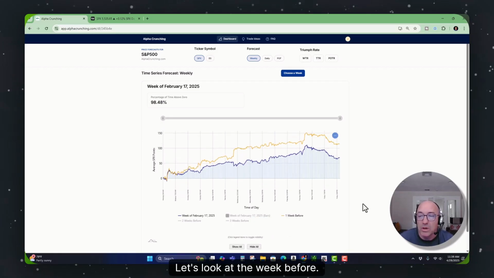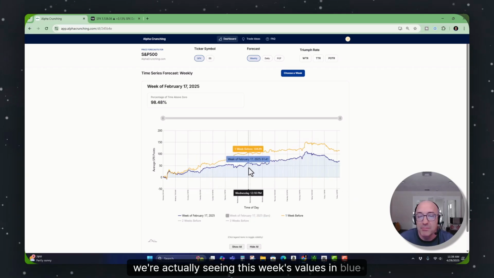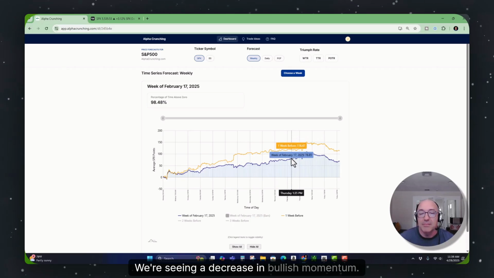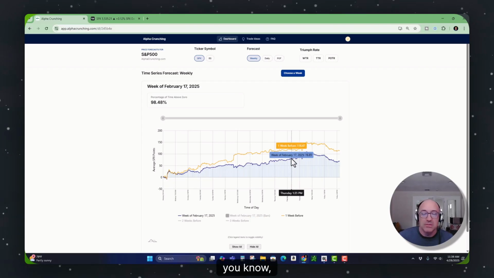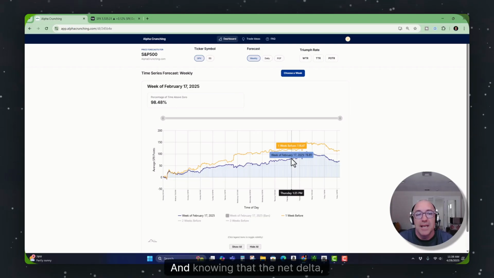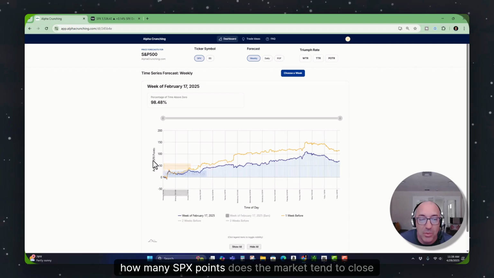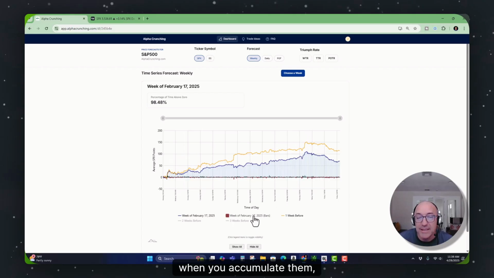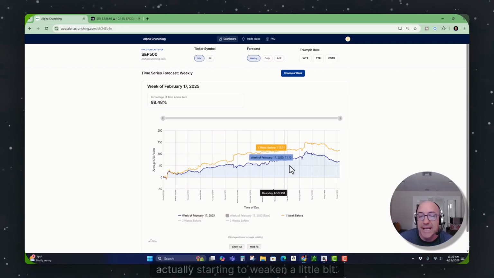Let's look at the week before. Well, the week before, we're actually seeing this week's values in blue sort of drop a little bit. We're seeing a decrease in bullish momentum. That doesn't mean we should just straight up short the market or that we're going to have a crash or anything. We're looking at very small time increments and knowing that the net delta, and when I say net delta, I mean how many SPX points the market tends to close higher for each of these little bars when you accumulate them. The net delta, that strength in points of closing higher, is actually starting to weaken a little bit.